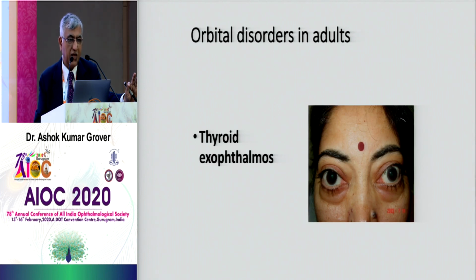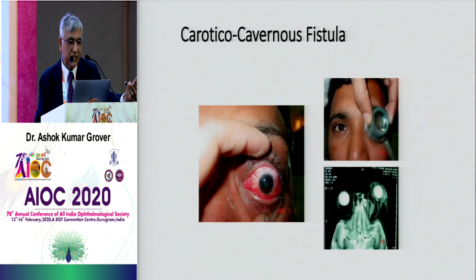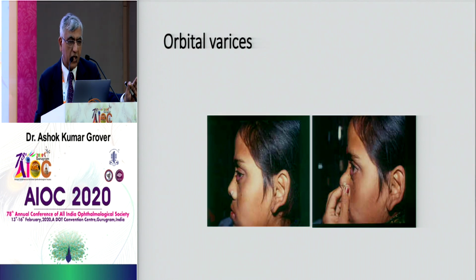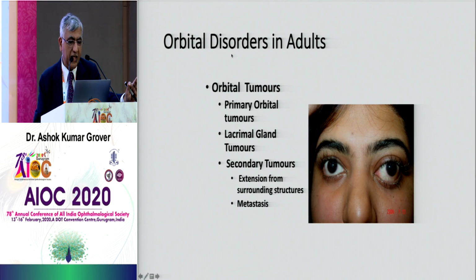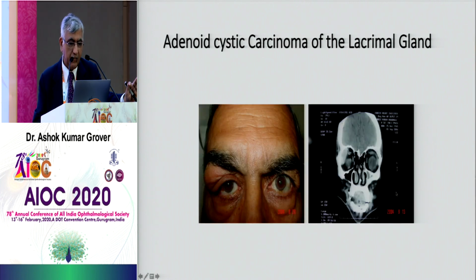In adults, you need to have a differentiation of tumors from thyroid exophthalmos, which can be the commonest cause even of a unilateral proptosis. Vascular lesions in adults are important. Again, a lymphovenous malformation, a carotid cavernous fistula, varices, tumors which may again be primary, orbital tumors, lacrimal gland tumors again differently, and then secondary tumors which may come from surrounding structures and less commonly as metastasis. One of the commoner ones is a pleomorphic adenoma of the lacrimal gland, but you may have malignancy in a young child, a young adult with features of pain added to proptosis, relatively rapid growth, and adenoid cystic carcinoma.